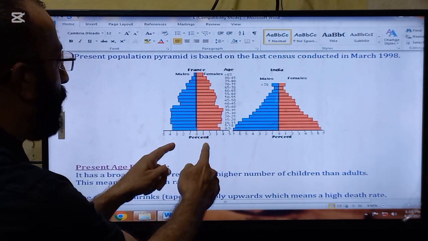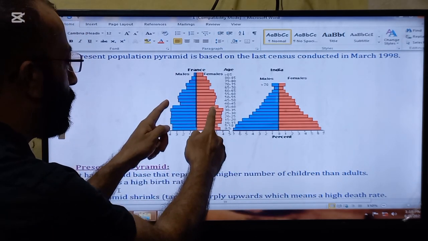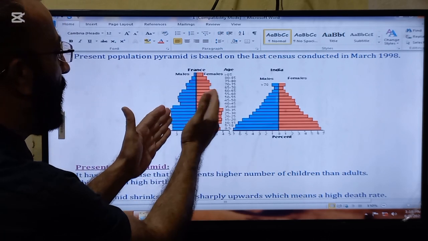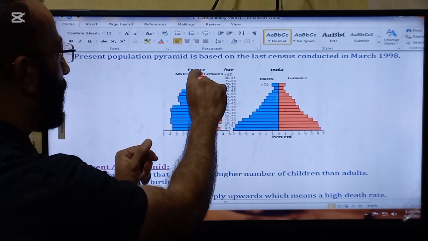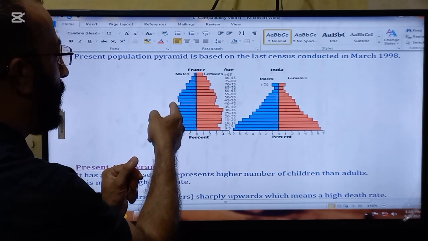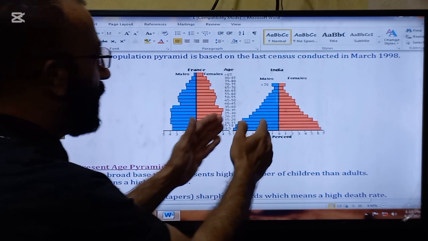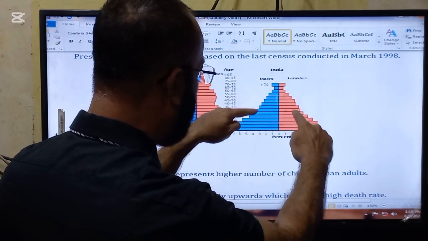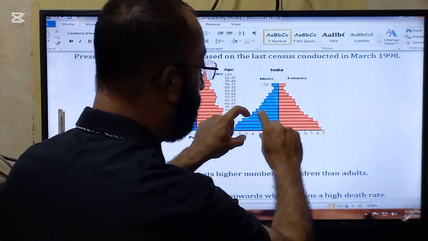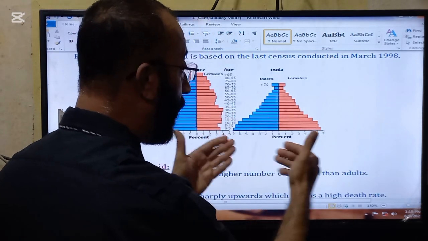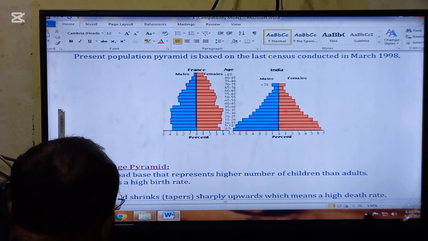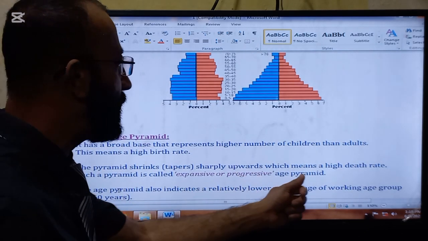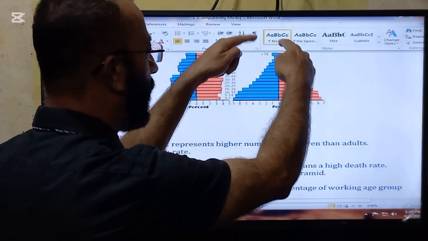Whereas if you see the population structure of France, that is almost uniform. It means birth rate is almost equal to the number of the adults, and males and females are almost equal. Rather, at this part, the females are more than the males. But if you look at the population structure of India, males and females are throughout the same, but the base is too broad. This shows high birth rate. The pyramid tapers sharply upward, which means a high death rate. So here is the high death rate.